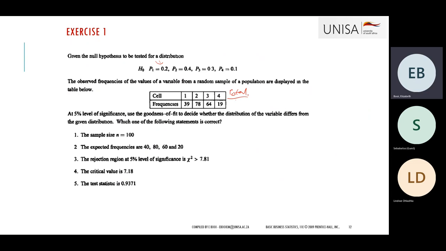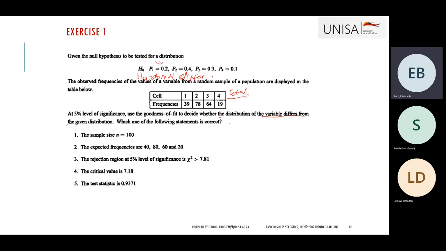Number five, they ask you that the test statistic is 0.9371. So in order for us to answer this question, let's do it the same way as we would have done a hypothesis test. Our alternative hypothesis here, we can even state it. As the statement says, they differ. So here we will say the distribution does differ. That is the alternative hypothesis.